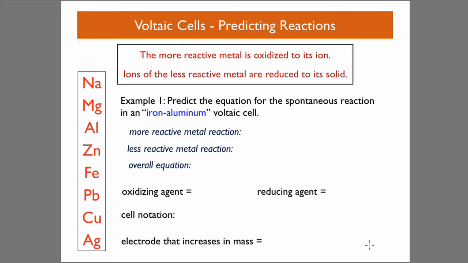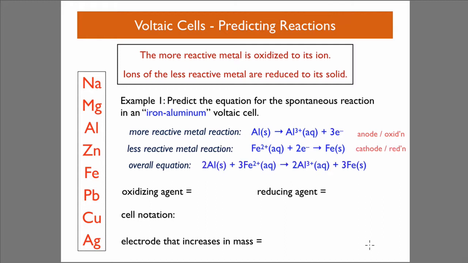Well, the more reactive metal in this reaction is aluminium, so that's going to be oxidized to its ion, and it's going to give up those electrons. And the less reactive metal, iron 2 plus, is going to react with those electrons to form an iron solid. That'll actually happen at the cathode, reduction. The overall equation, balancing it out. So the oxidizing agent in this case is going to be the iron 2 plus, and the reducing agent will be the aluminium solid. Cell notation.